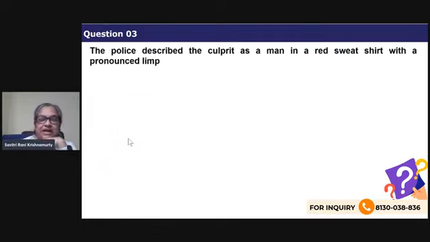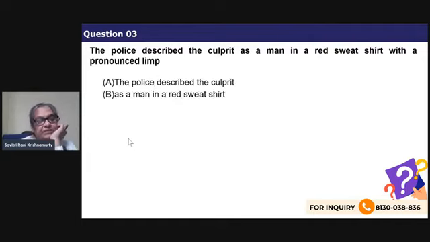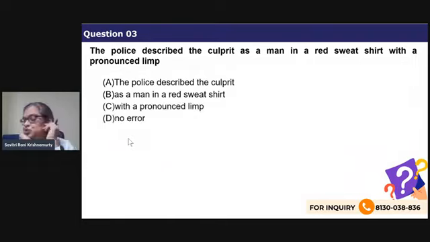The police described the culprit as a man in a red sweatshirt with a pronounced limp. Okay, this is obviously a question having either article or pronoun error. So the options are: the police described the culprit as a man in a red sweatshirt with a pronounced limp, and D says no error. Could it be possible that the sentence is correct and has no error? Or is there any issue in A, B, with the articles and or prepositions in this sentence?